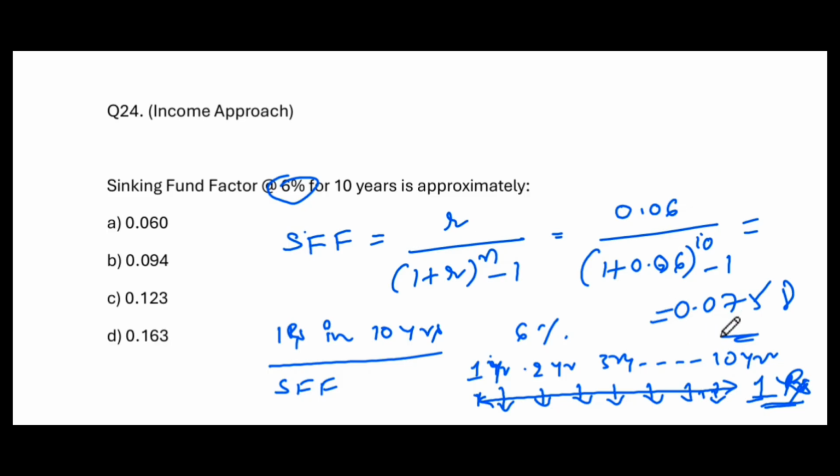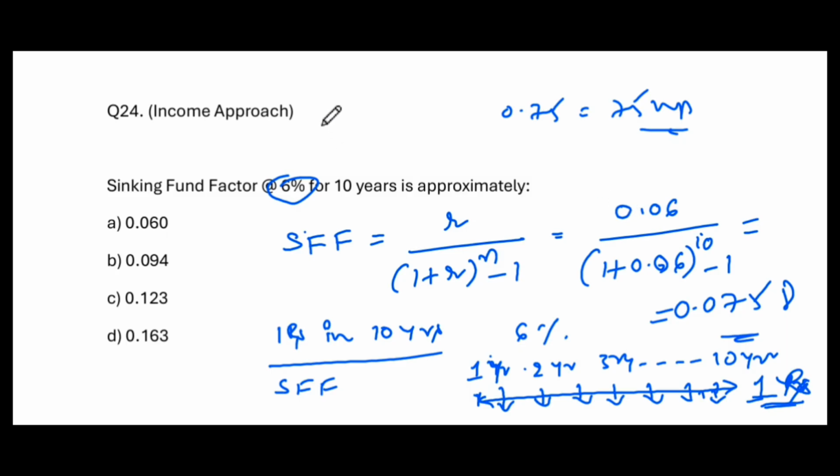So for getting 1 rupee after 10 years, I have to deposit 0.0758 rupees every year in the bank. Then after that I will get 1 rupee in my account. If you say it is for 10 years, it will become about 0.075, that means 7.5 paise per rupee. I have to deposit that for getting 1 rupee in my account after 10 years.